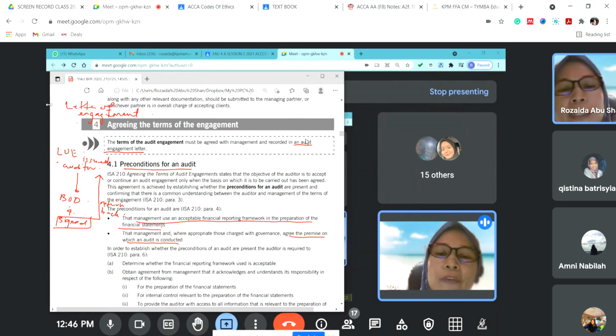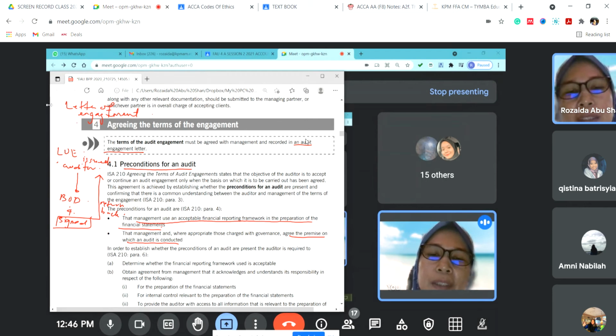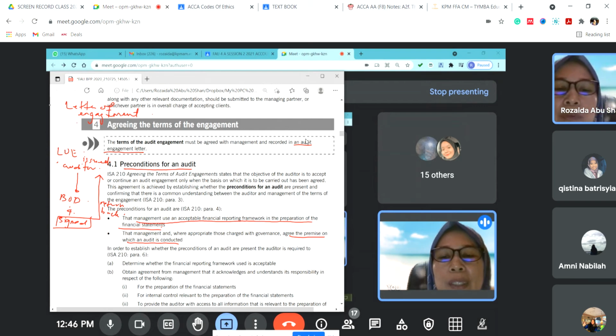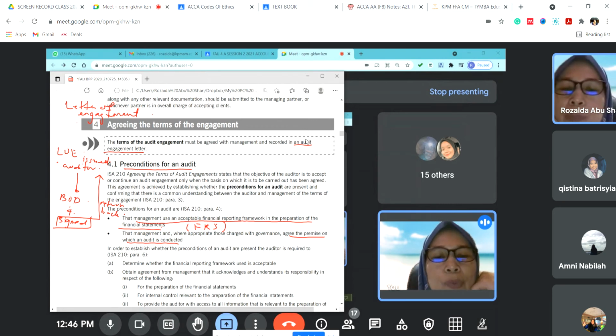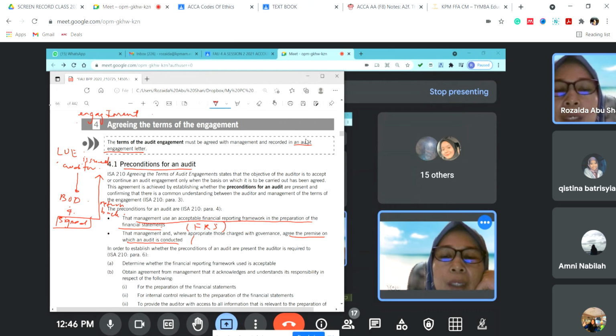One is in terms of the financial reporting framework. When they prepare the financial statements, you have to look at which financial reporting framework is applicable in the company, whether they follow the FRS or not. If they do not follow the FRS, what standard do they use? Is it acceptable by international requirements? Then you must agree on which premises you want to perform your audit. For example, if the company has 10 branches.